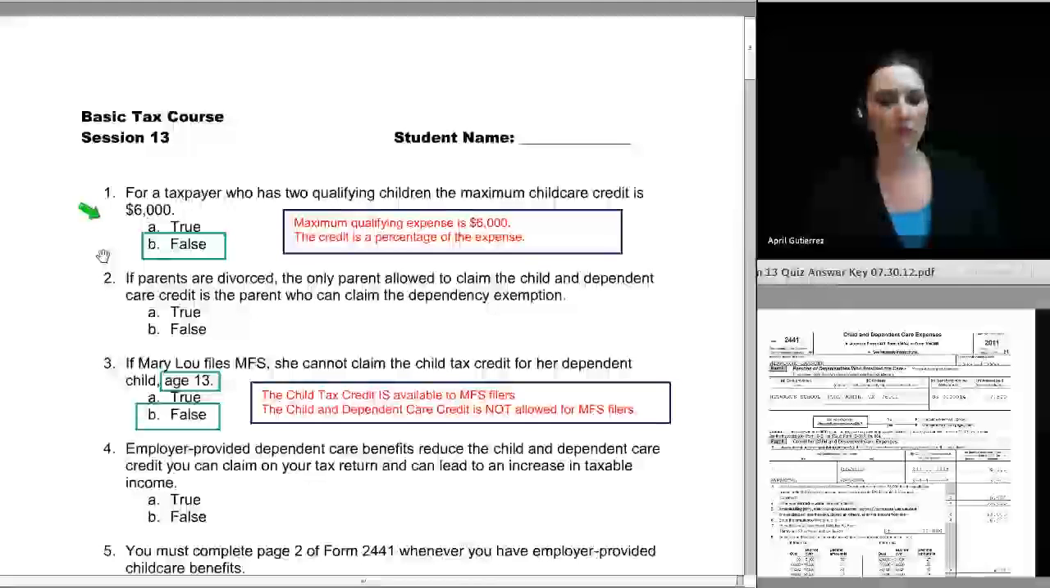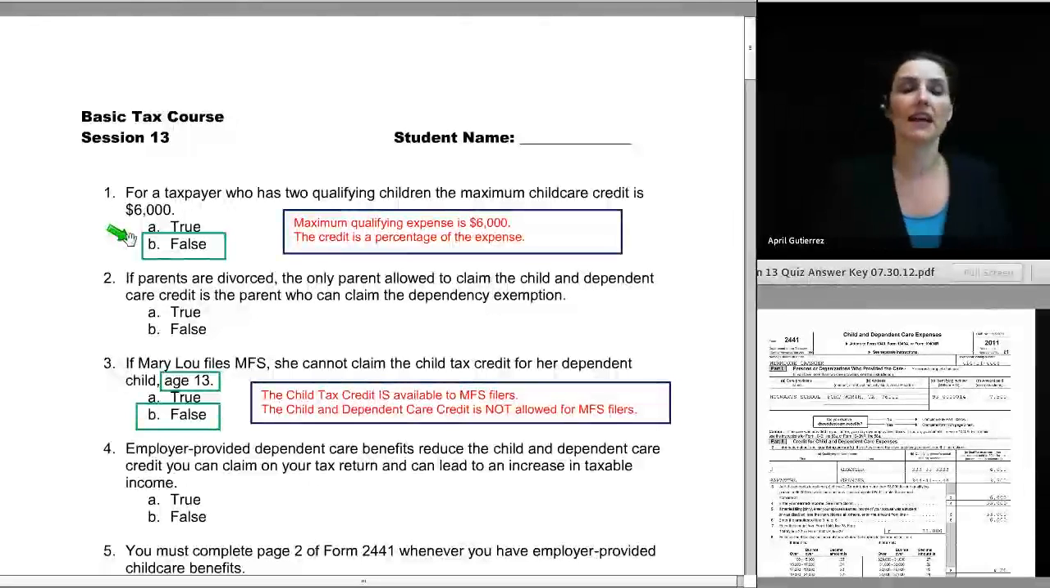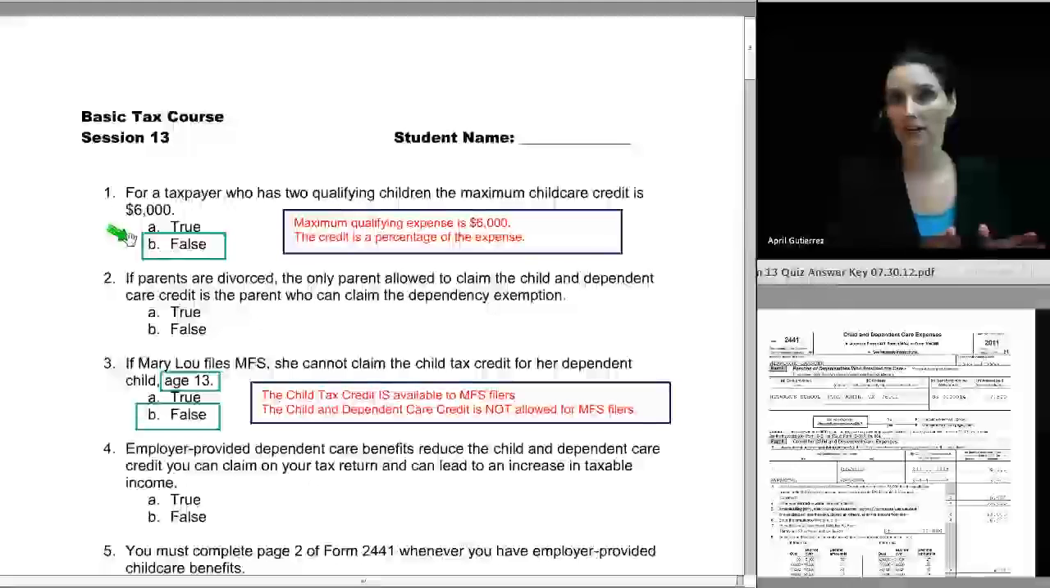Beginning with question number 1. For a taxpayer who has 2 qualifying children, the maximum child care credit is $6,000. Well, that's a definite false. And the thing with this question, and many of the questions that are most frequently missed, is students are answering the question without reading it and then thinking about what the law has to say. Now, with the Child Independent Care Credit, we don't deal with a maximum credit amount per se. We deal with a maximum qualifying expense per child, and then that qualifying expense is multiplied by a decimal amount to arrive at the final credit.